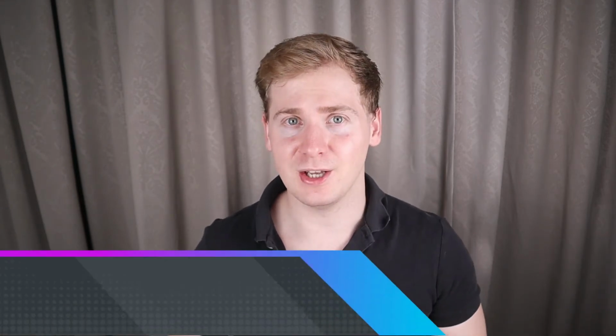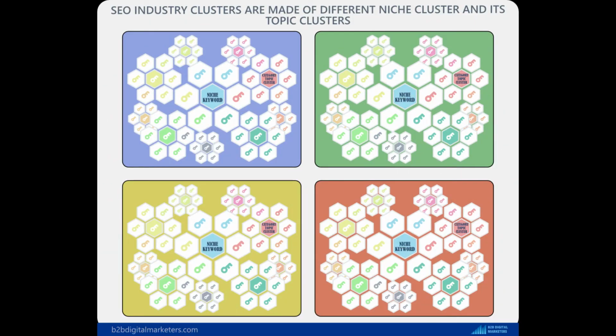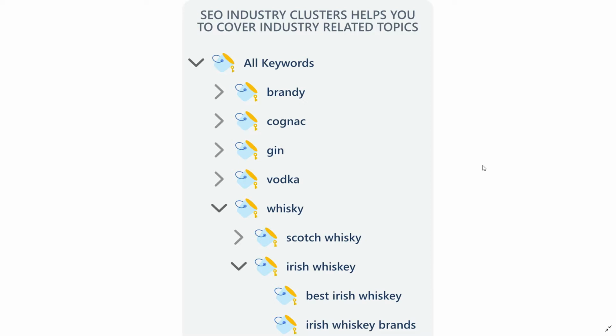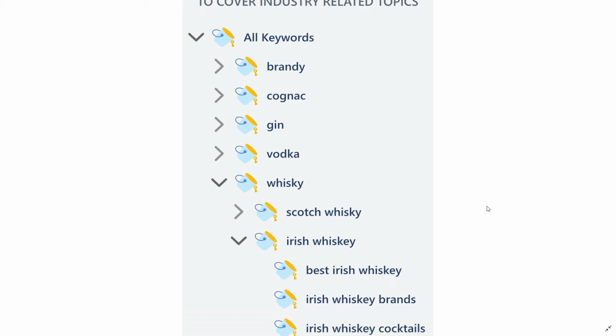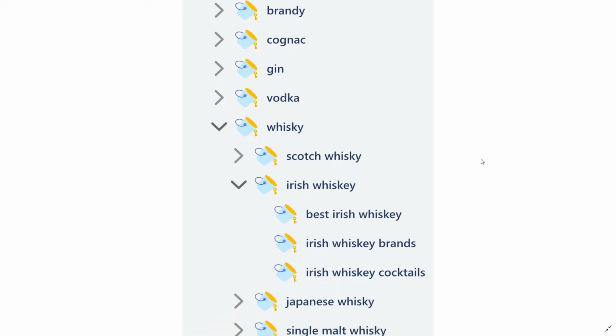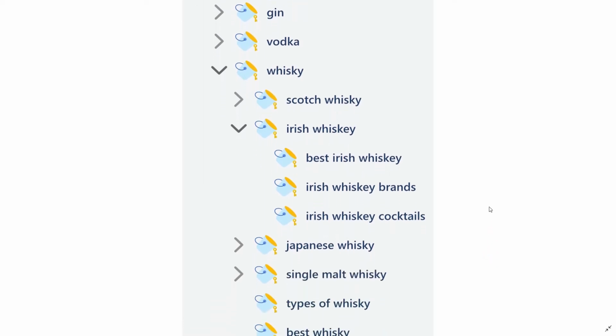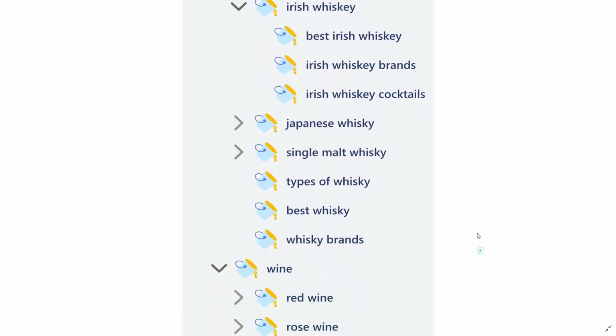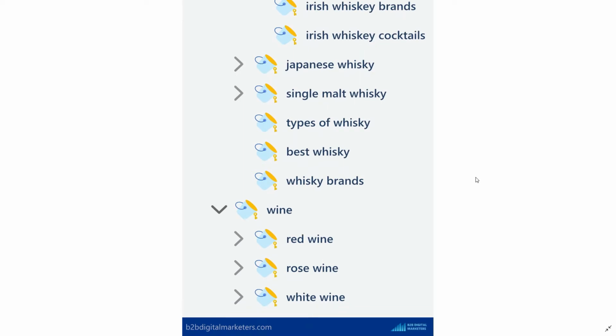And lastly, you will want to also create your industry clusters. Industry clusters are a group of related niche clusters and their topic clusters that collectively address all the industry topics and their subtopics to cover the entire subject. It's made of different niche clusters that together make up the industry. For example, whiskey is under distilled spirit, which is one huge industry. So from this point, you would target different related niche topics like brandy, cognac, gin, or even wine, and then create topic clusters from the niche topics like red wine, white wine, or rosé wine, and go from there.